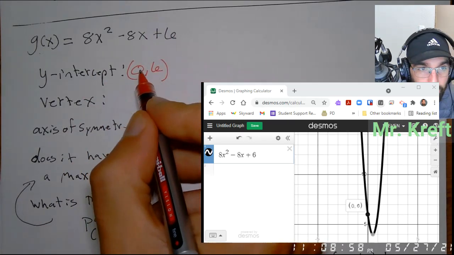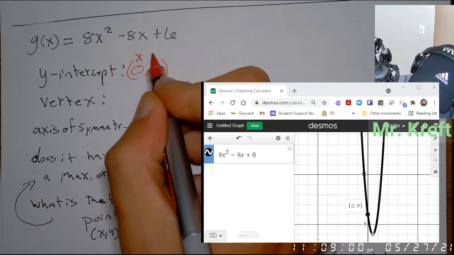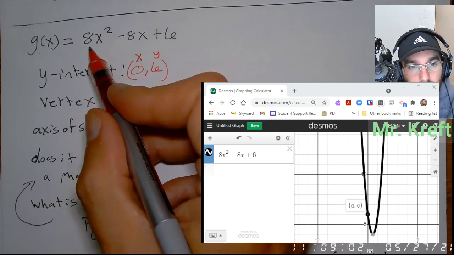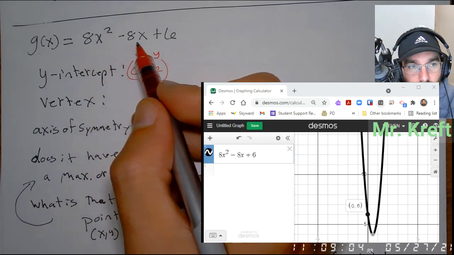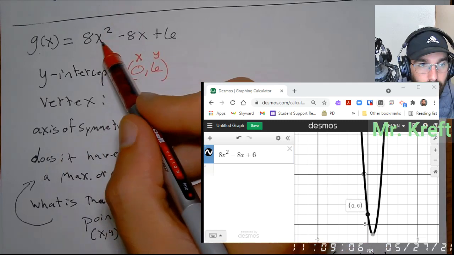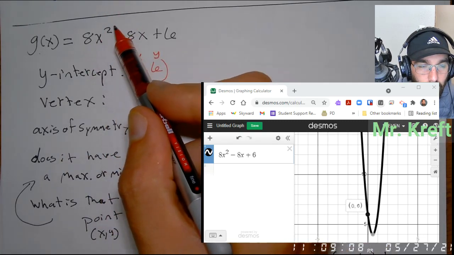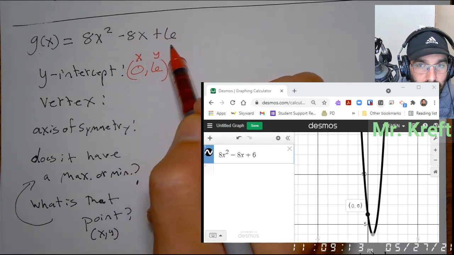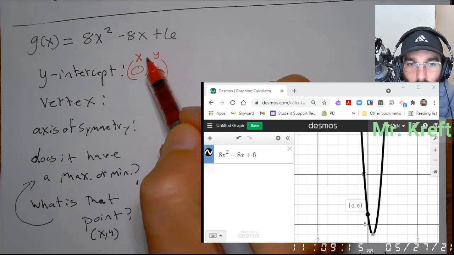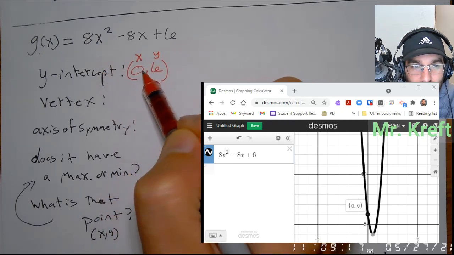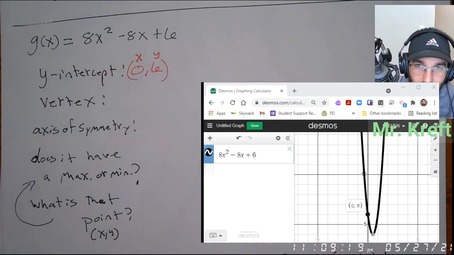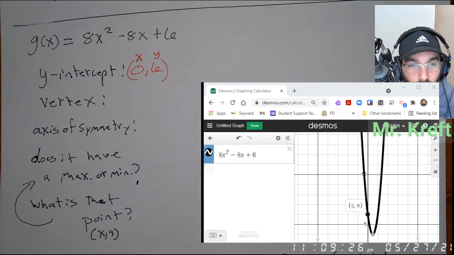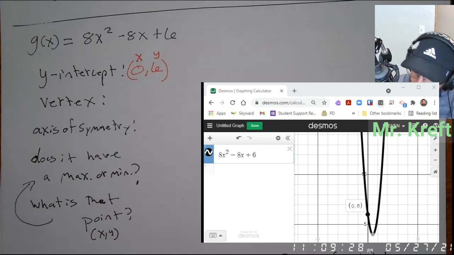Another way you can think about it is notice how our x is 0. You can also plug in 0 into your equation. So notice 8 times 0 squared is 0. Negative 8 times 0 is 0. And I'm just left over with 6, right? So that's another cool way of finding the intercept, just plugging in 0 for x, okay? And when you get to higher level math, that's a really cool trick to quickly find your y-intercept. You just plug in 0 for x.